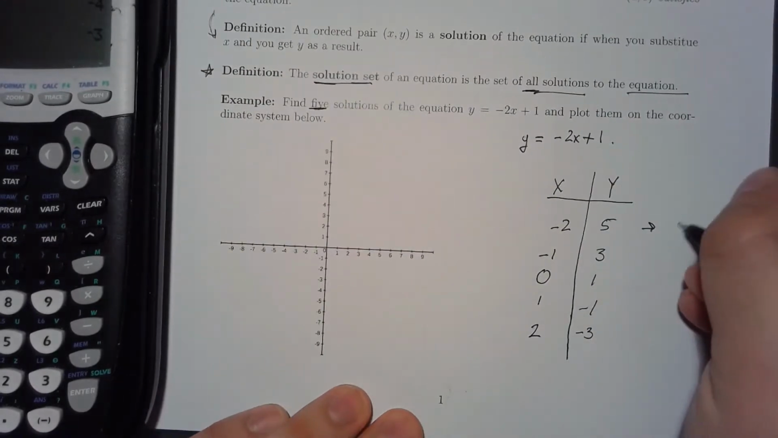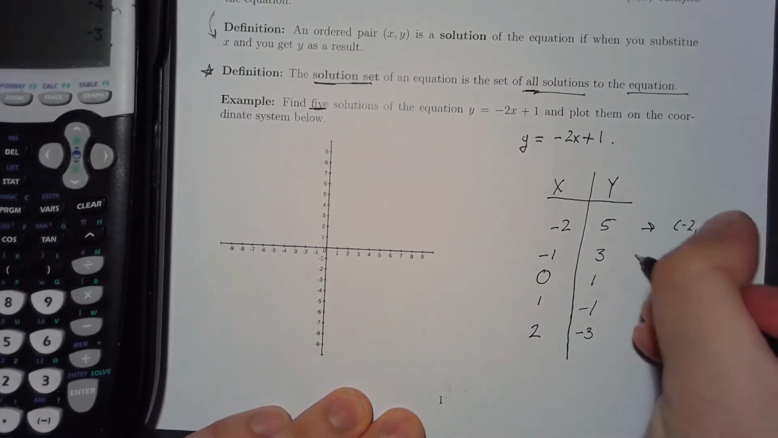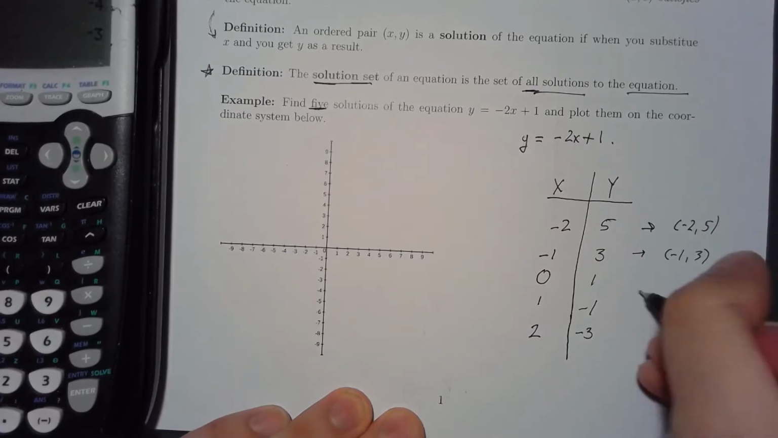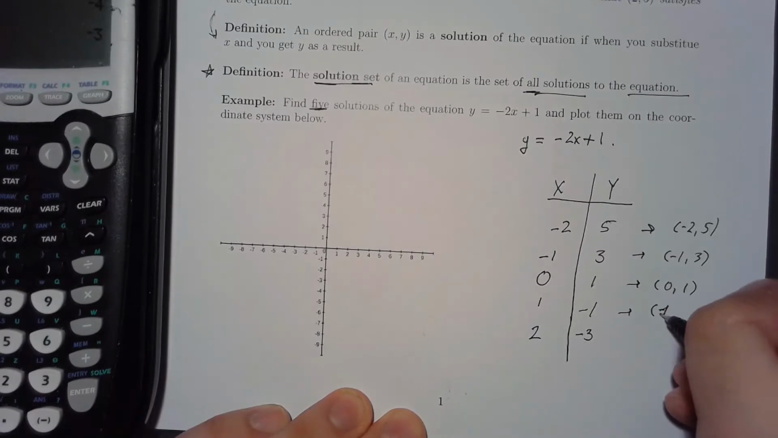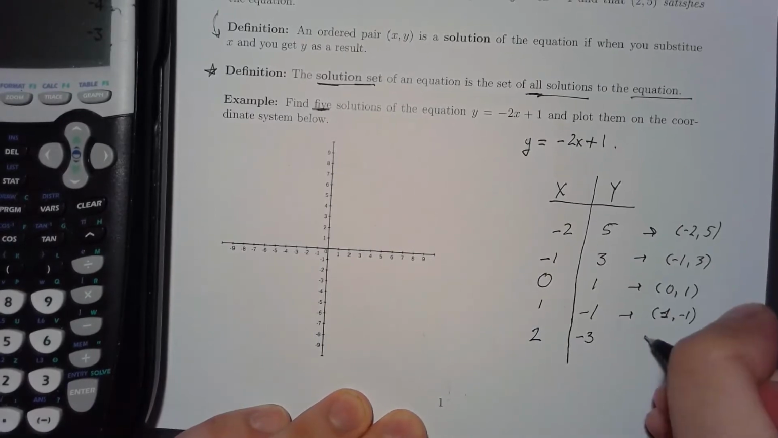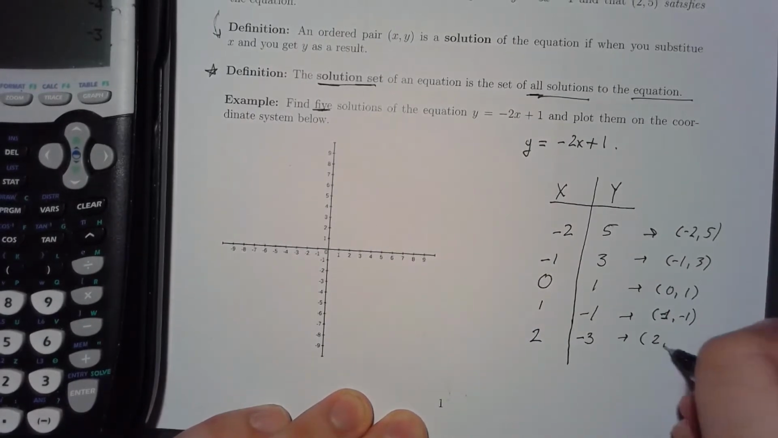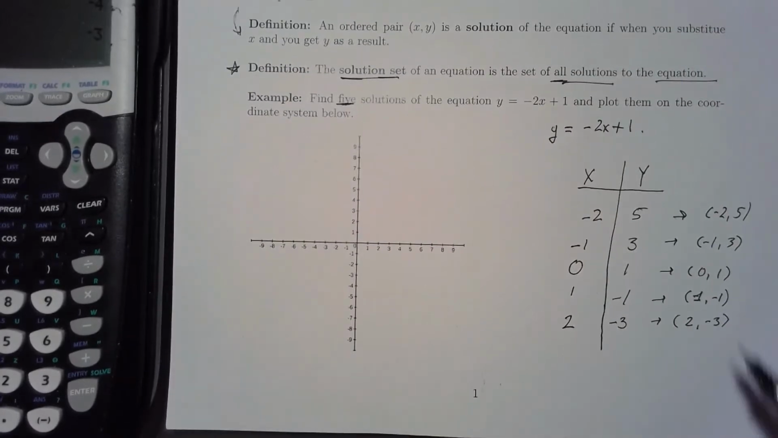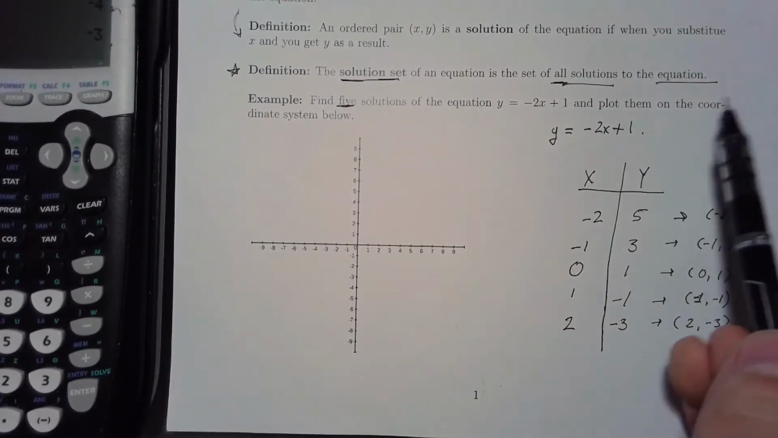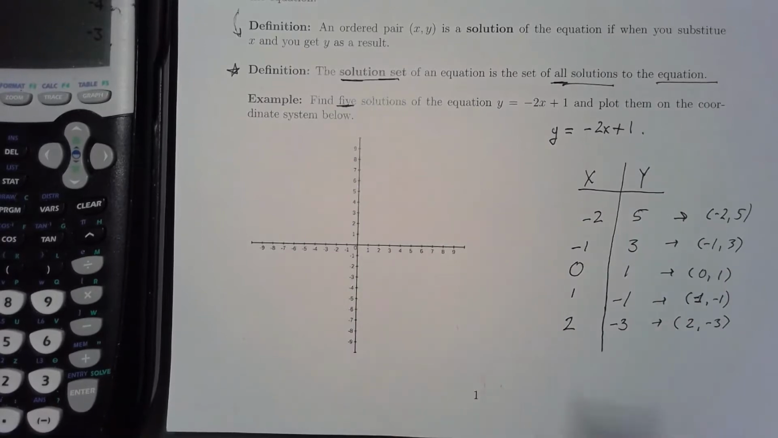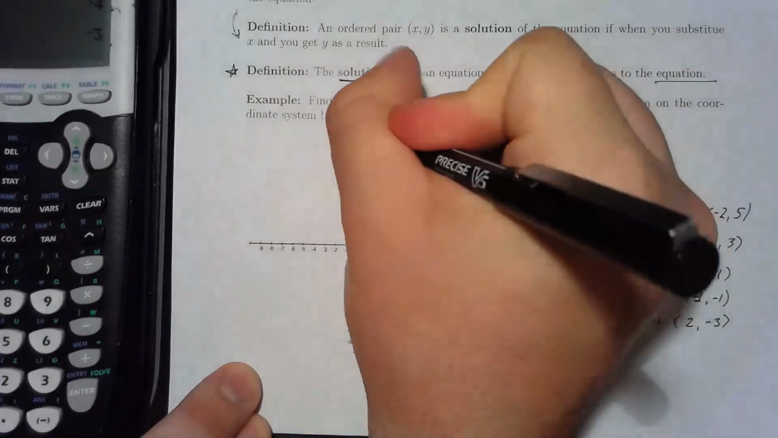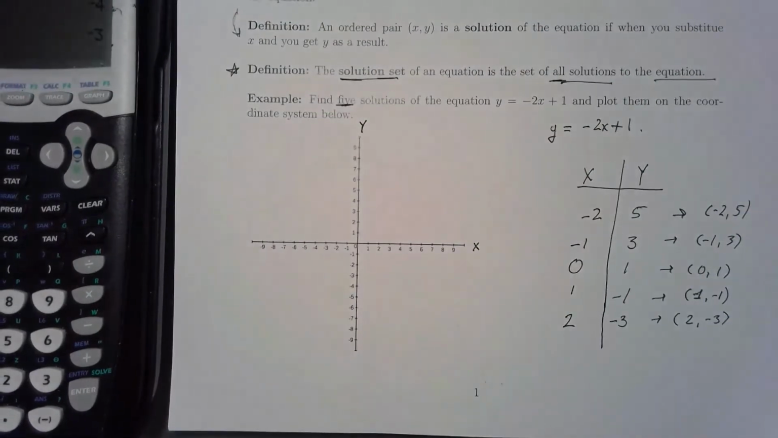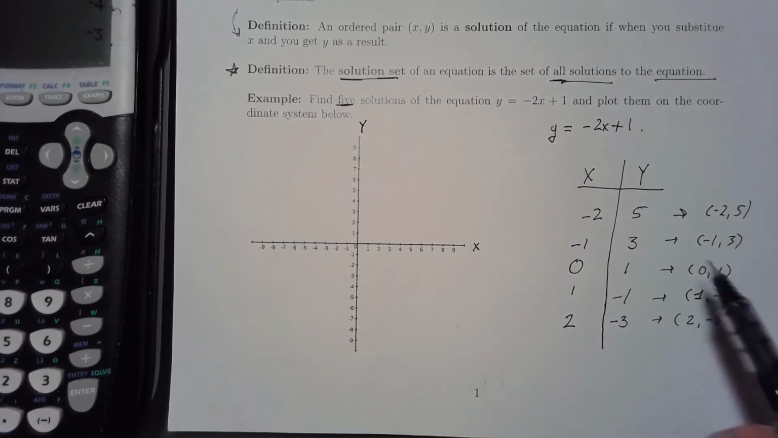This is the ordered pair -2, 5, -1, 3, and so on. 0, 1, 1, -1, 2, -3. So if I want to plot these ordered pairs, I could do that on the coordinate system. So this right here is a Cartesian coordinate system. This is the x-axis. That's the y-axis. So you always start at the origin, and you plot these ordered pairs to make your graph.